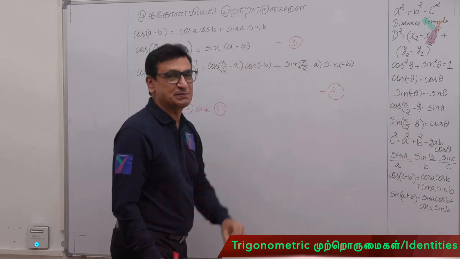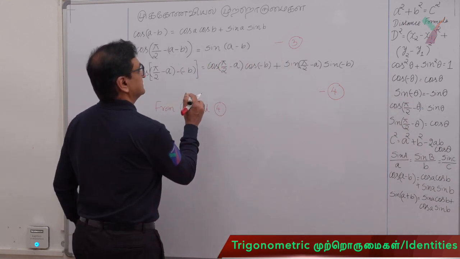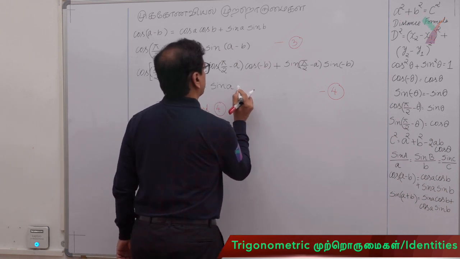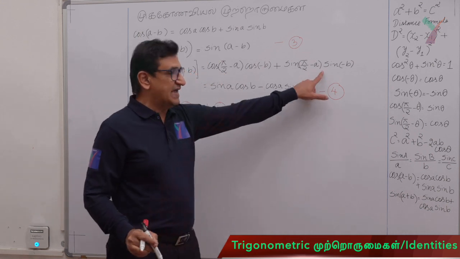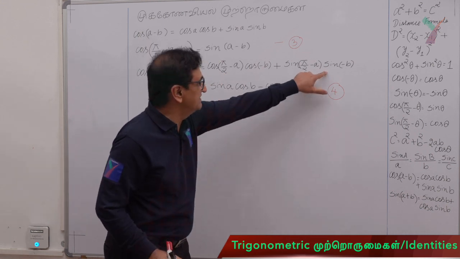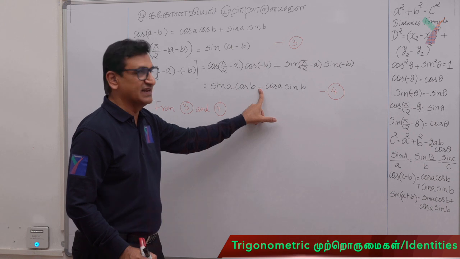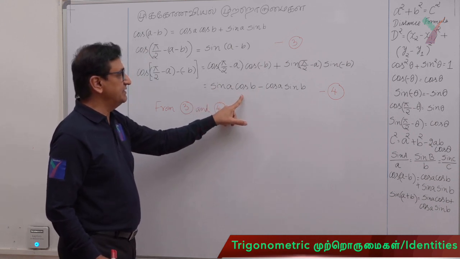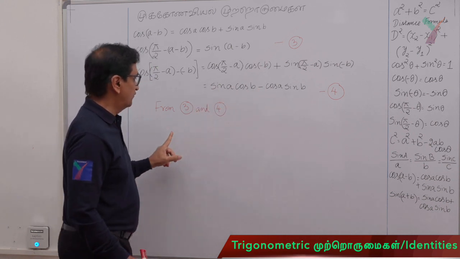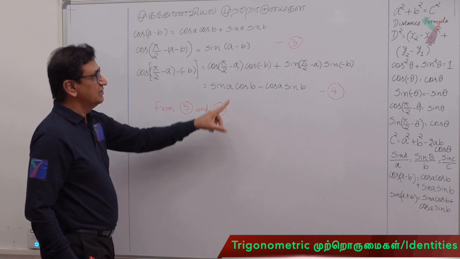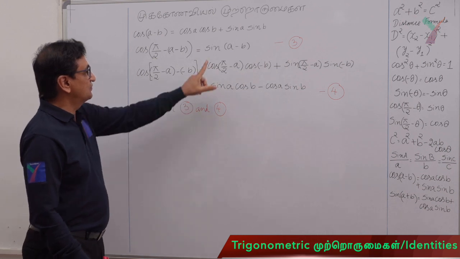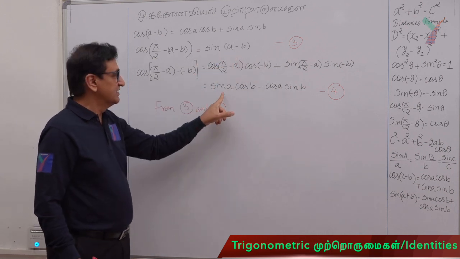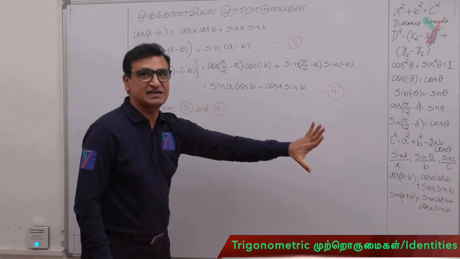So this whole expression, என்ன பாக்கலாமா? Since I have minus sin b here, I have just taken the sign outside and written like this. So sin a cos b minus cos a sin b. Therefore, from equation 3 and 4, these two should be equal because I am writing essentially the same. So sin(a minus b) equals sin a cos b minus cos a sin b.